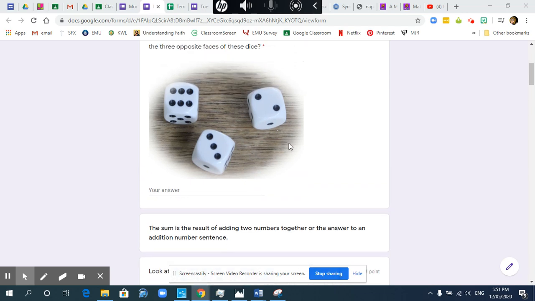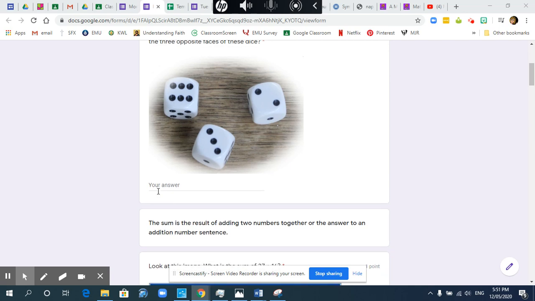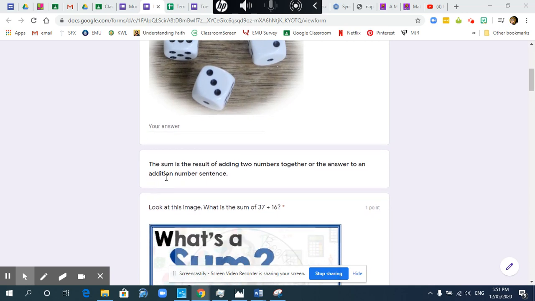If you need to, go and get a dice. Check what number it is on the bottom and write them down before you add it up to get your answer. So you'll have 3 numbers you'll need to put together to get your answer. The sum is the result of adding 2 numbers together, or the answer to an addition sentence. So in today's lesson, we're learning all about the sum of 2 numbers, the answer.